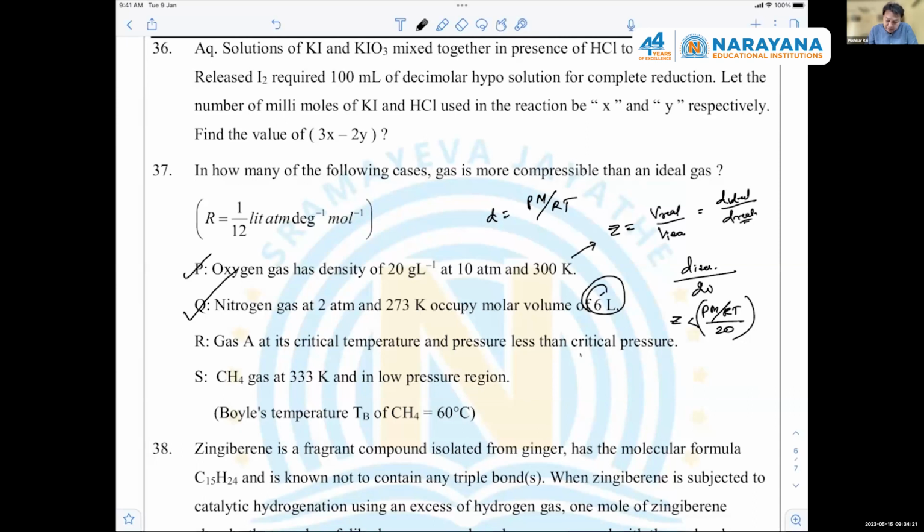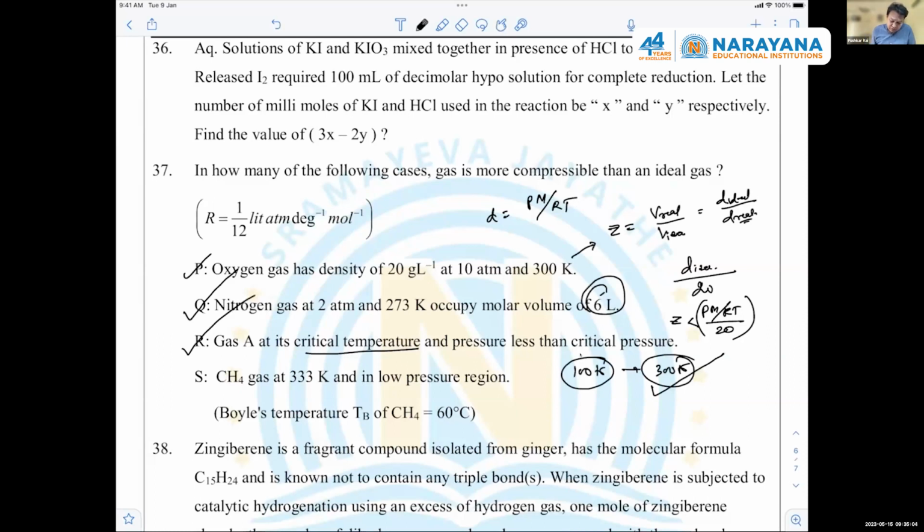About R, gas A is at critical temperature and pressure less than the critical pressure. When you see critical temperature, this is very close to liquefaction, very, very close to liquefaction. Obviously, that is going to be a huge deviation from ideal behavior, and the gas would be more compressible. Because a rough idea is, critical temperature is 100 Kelvin. In the last class we discussed that Boyle's temperature is nearly 300 Kelvin, where gases behave like ideal gases. So at nearly 100 Kelvin, they're going to behave like more compressible gases, with a lot of attractive forces. So for this option, you can simply say that Z is going to be less than 1.